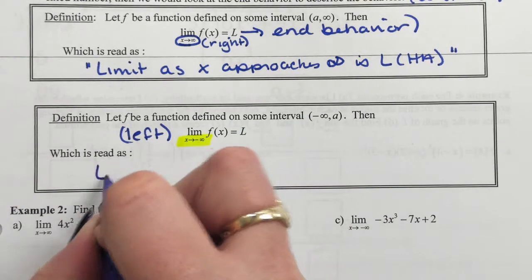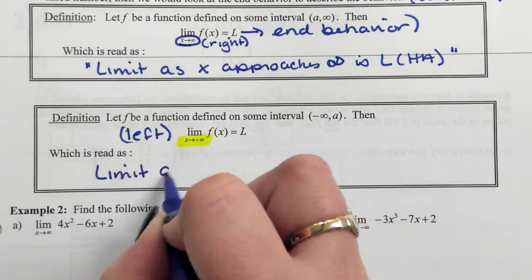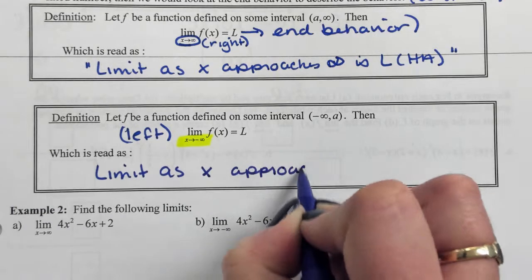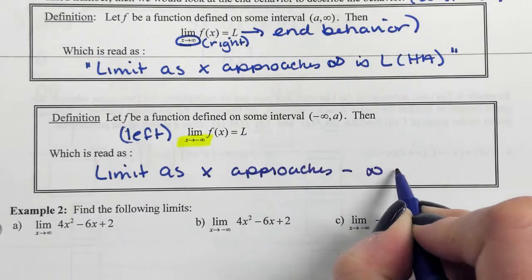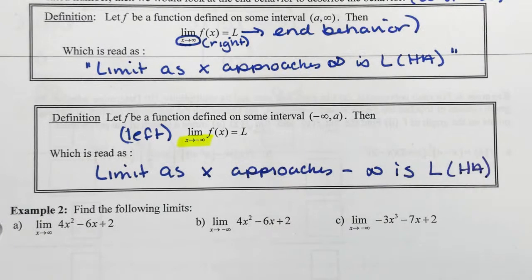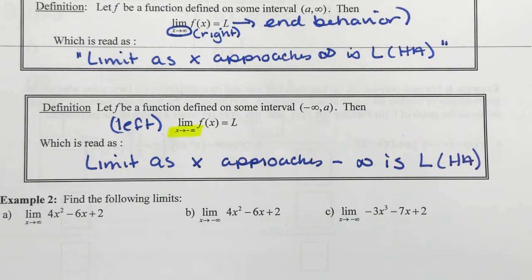So we would say the limit as x approaches negative infinity is L, which again is just your horizontal asymptote if it exists. If there is no horizontal asymptote, your answer would be positive or negative infinity. Yes, George? So when we're writing that out, are we supposed to write L parentheses HA? Or no, I'm just reminding you that L is the horizontal asymptote in this definition.